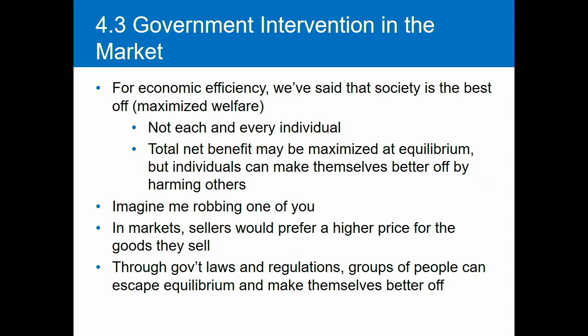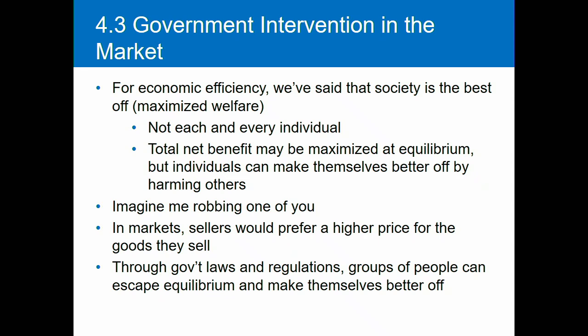So imagine me robbing one of you guys. I walk up, I take your laptop because I want it. I made myself a lot better off. But now you're worse off because you don't have a laptop. Think of the market in equilibrium before. Now I'm just moving us out of equilibrium.